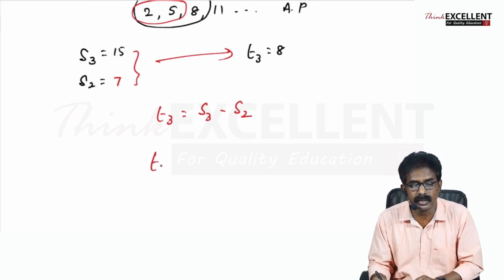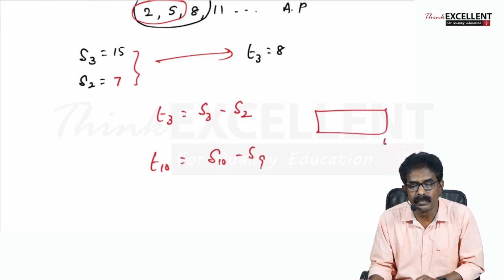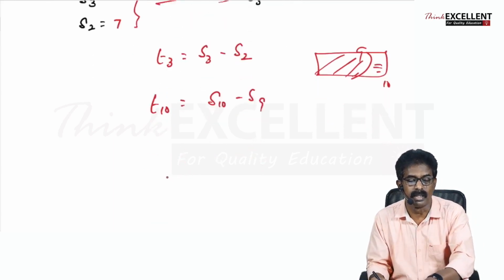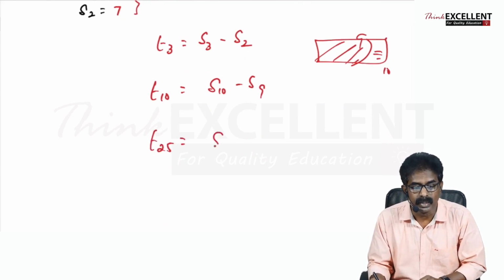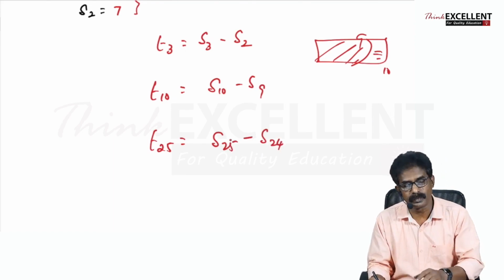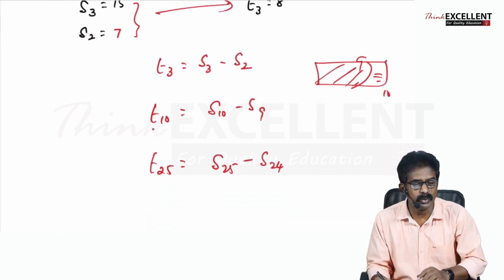Suppose I want the 10th term, what do you do? S10 minus S9. From the sum of 10 terms, you remove the first 9 terms. You will get exactly the 10th term. Similarly, T25 can be written as S25 minus S24, right? Okay, so with these ideas, we can do the next question.